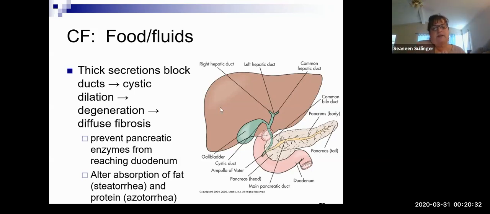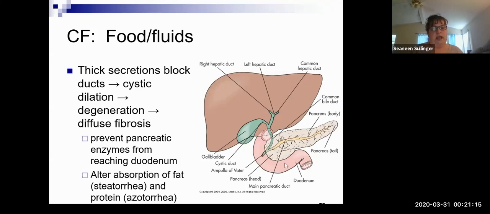When you're looking at nutrition, because of the thick secretions, the ducts are blocked. So this would be your liver. There's your gallbladder. There's the pancreas, right? You've got the bile ducts in there, the head of the pancreas, the duodenum, so like intestine coming through there. And so what happens is the ducts get clogged, and so the pancreatic enzymes can't get to the duodenum, right? Because you'd have these enzymes coming here to help break up food.